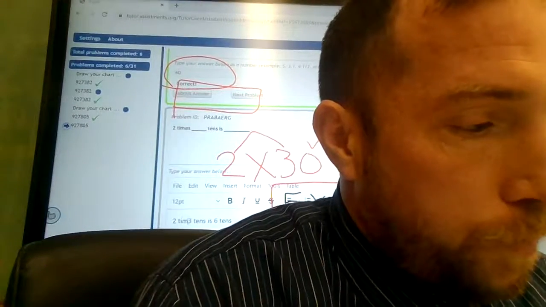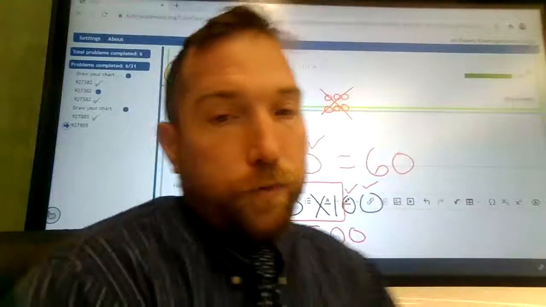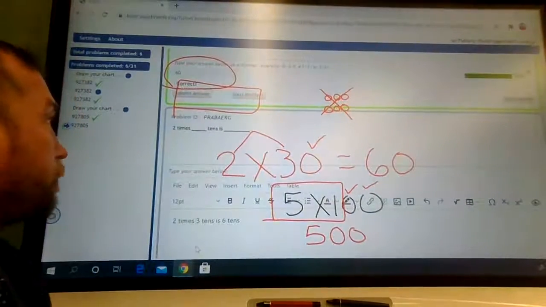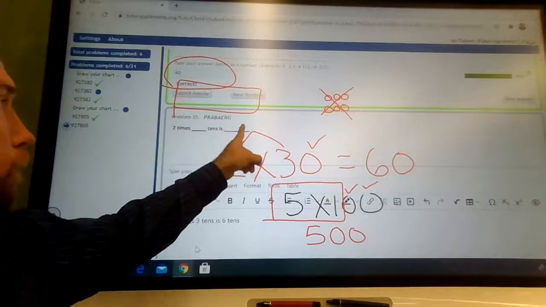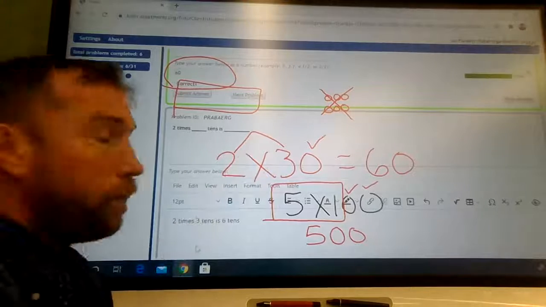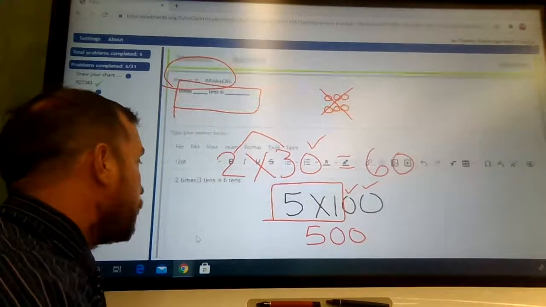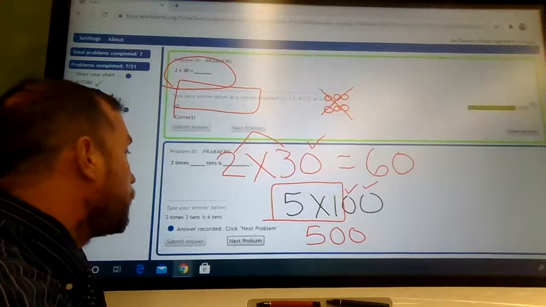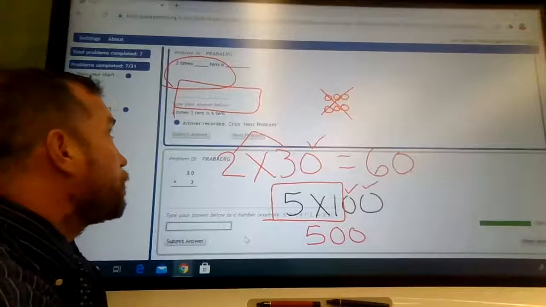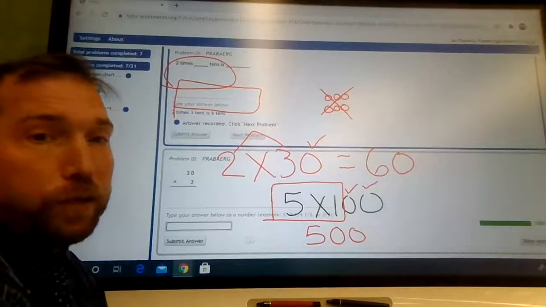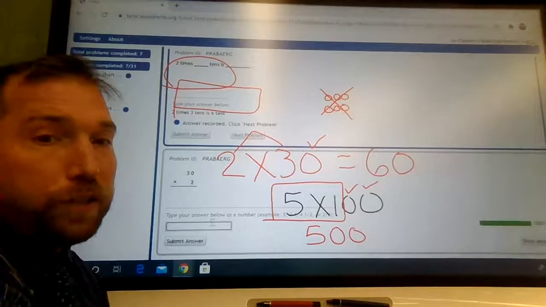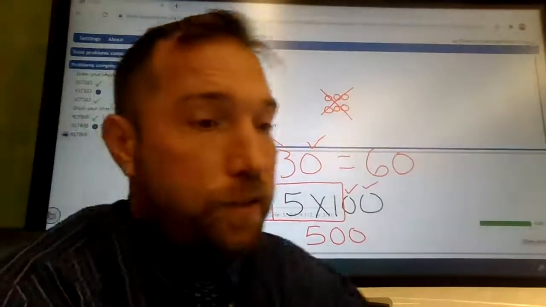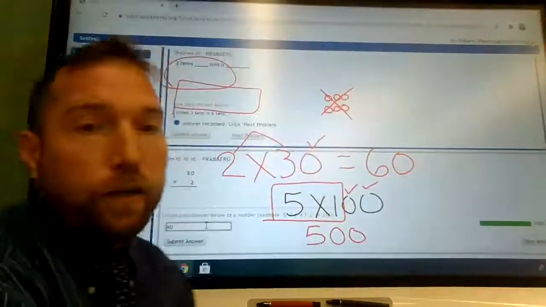It's 2 times 3 tens is 6 tens. That's what that would have been. Okay, then whatever you put, just done. Or some kids write on chart or did it on scrap paper. You hit submit answer, then you go on to the next problem. And then it just wants you to do 30 times 2 again. Which again, we just did. The answer is still 60.